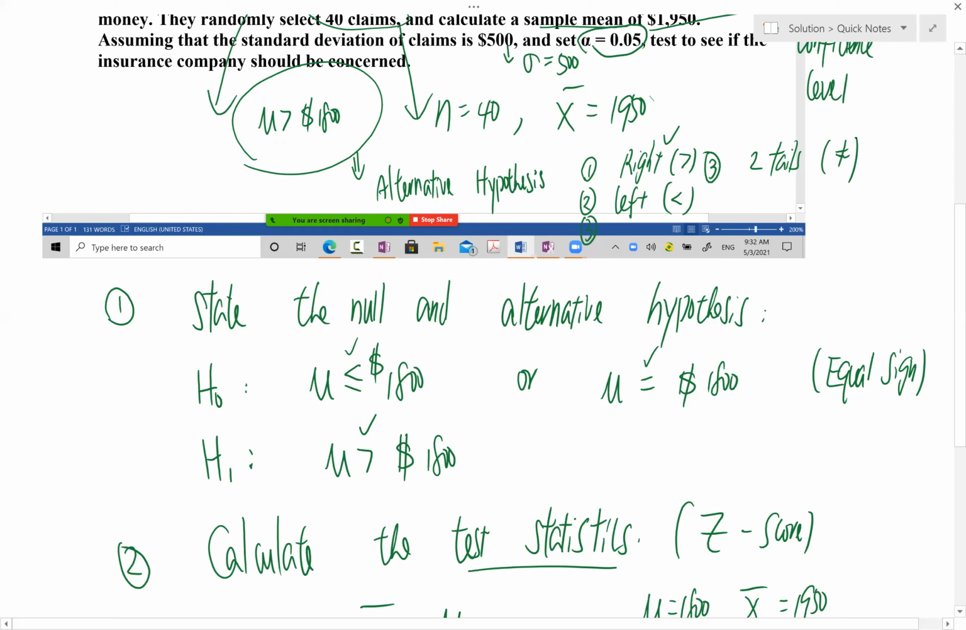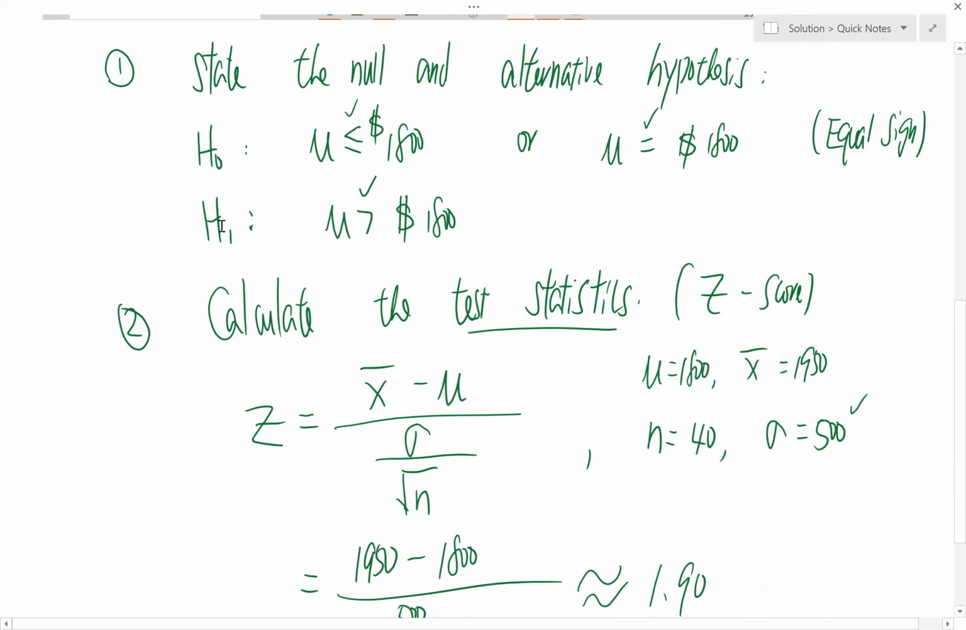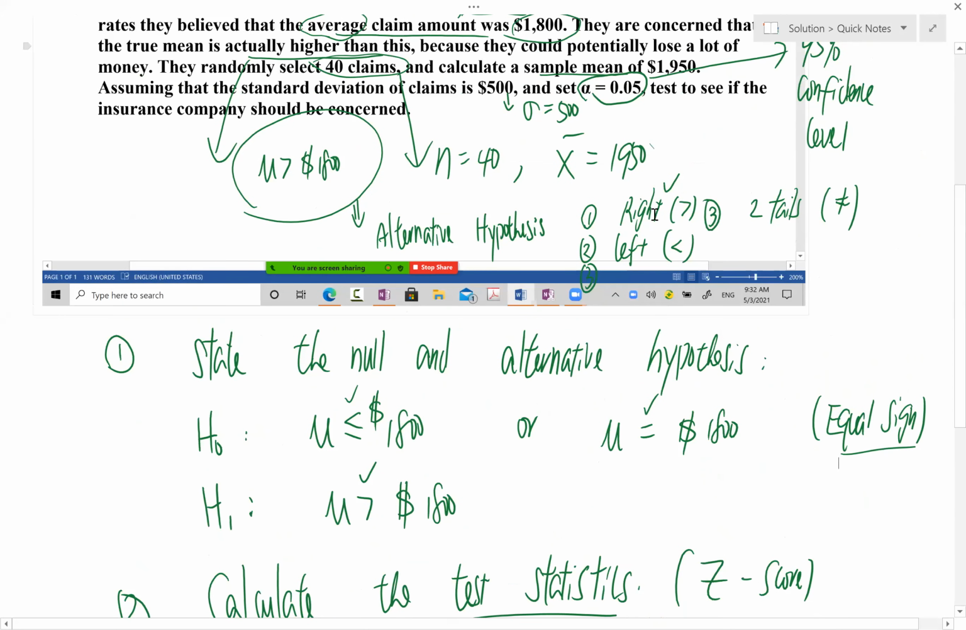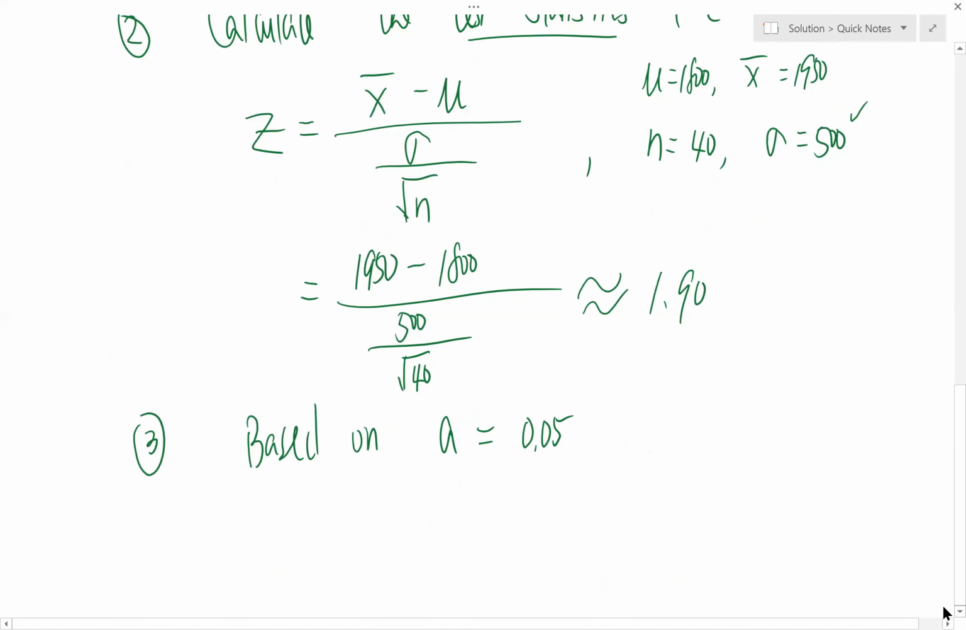So this is what we call a right tail test, based on the alternate hypothesis. So now, the null hypothesis must have an equal sign. The alternative hypothesis determines which tail test we are conducting here. Okay, so now we know that this is a right tail test. Why this is important, I'm going to show you in a second.